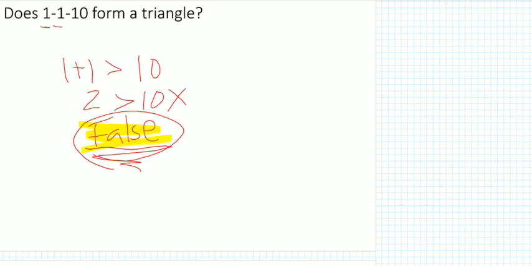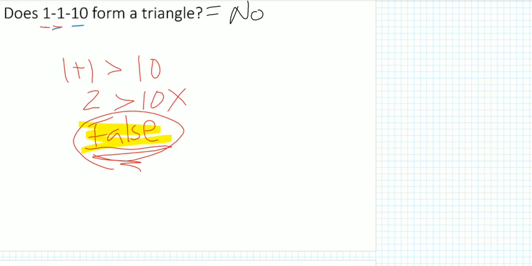This false is really important. You only need one false to make it a no. It cannot form a triangle, okay? It doesn't matter if the other two are true. You only get one false and that's it. And in fact, you will get two trues, right? The other ones will be true.